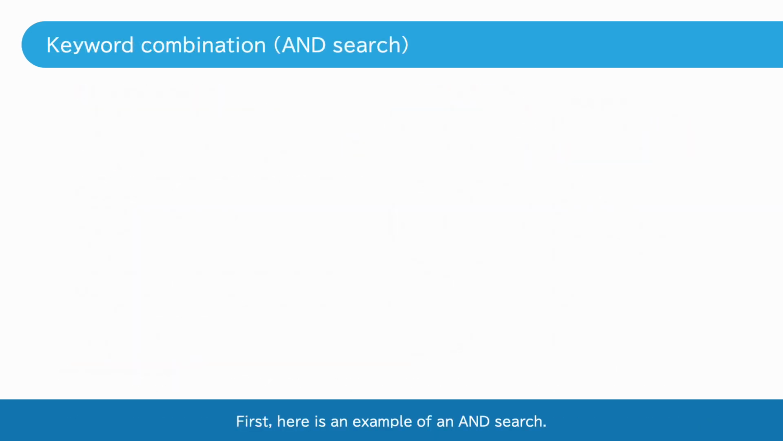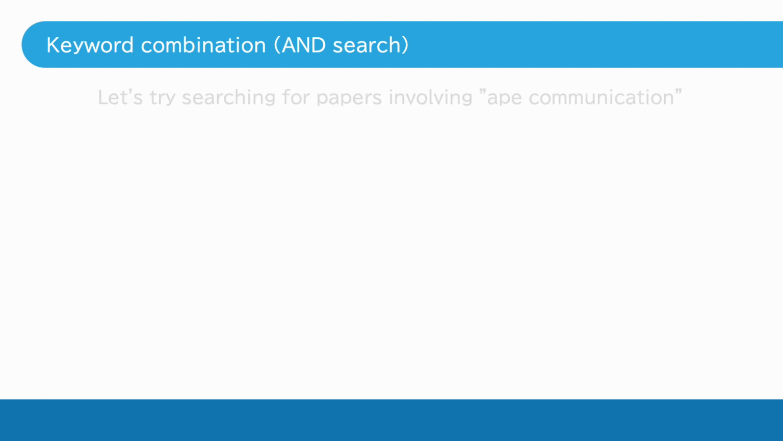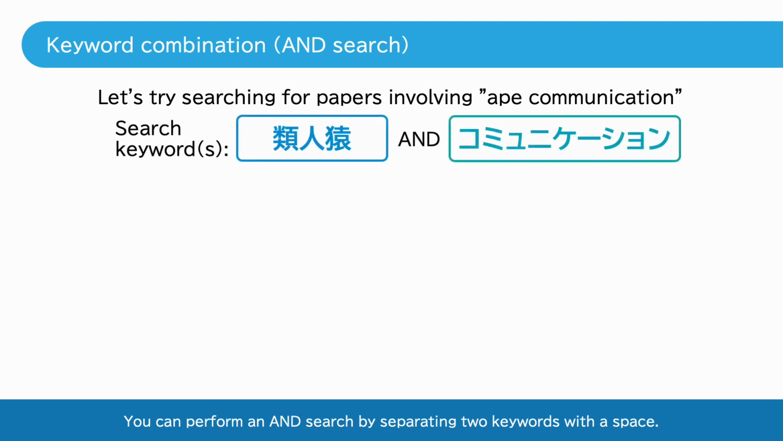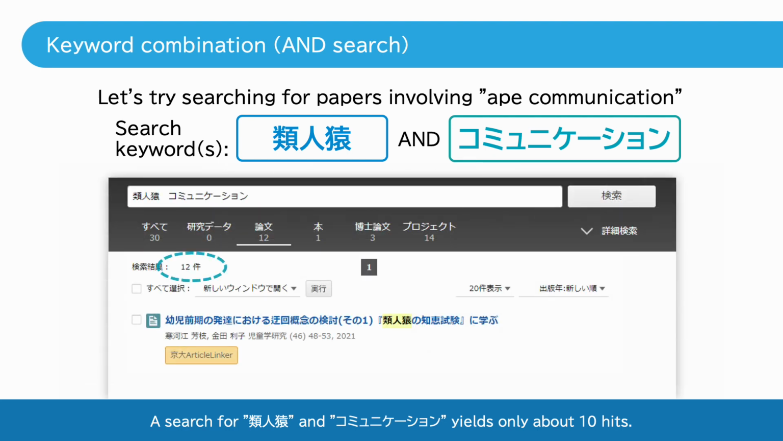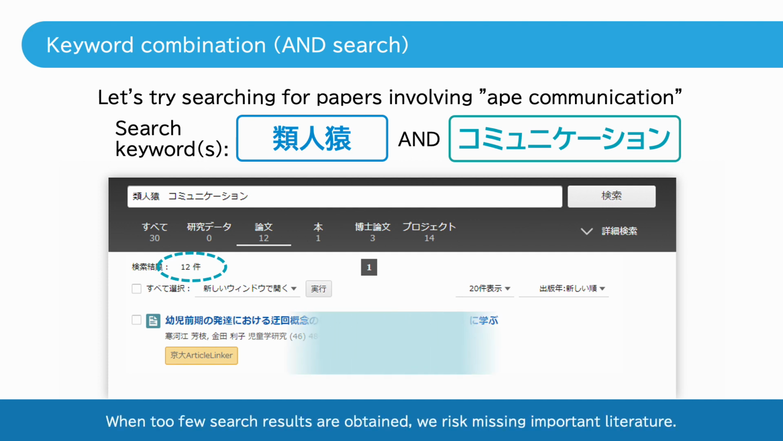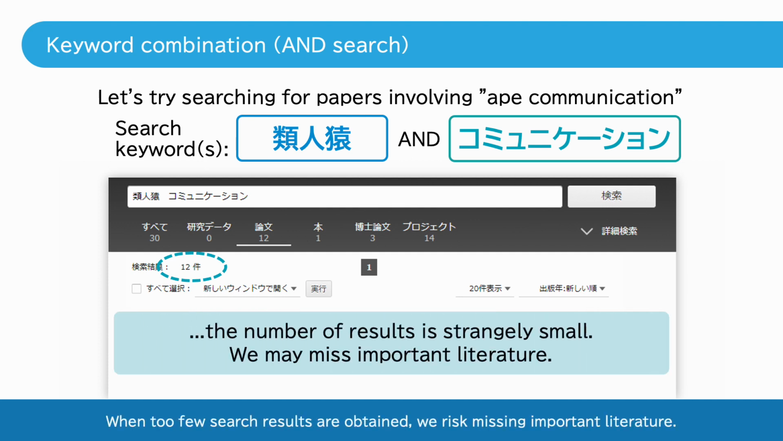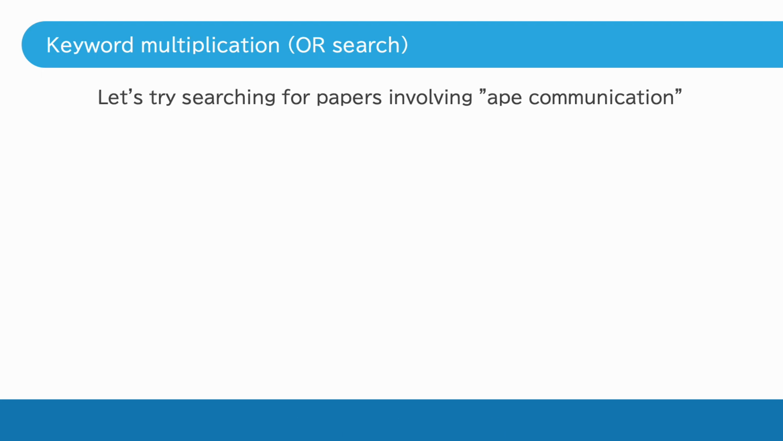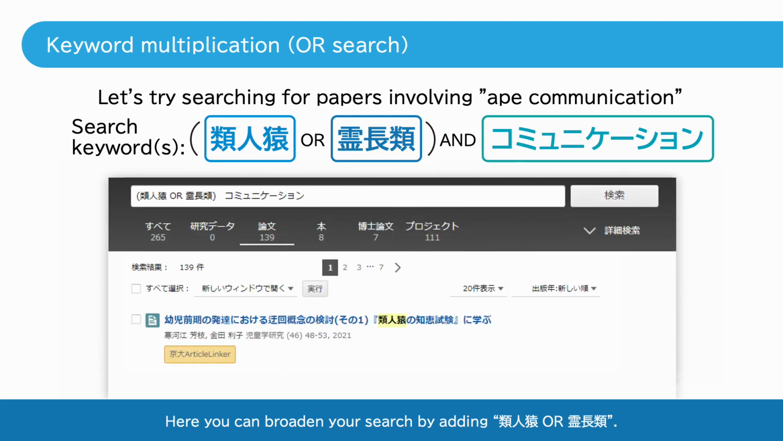First, here's an example of an AND search. You can perform an AND search by separating 2 keywords with a space. A search for CiNii and communication yields only about 10 hits. When too few search results are obtained, we risk missing important literature. In such cases, try using OR search. Here, you can broaden your search by adding CiNii or Rui.